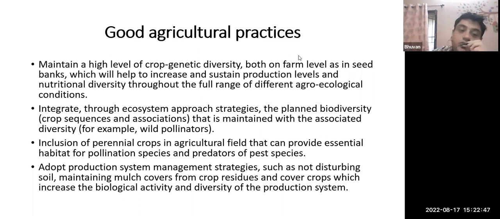And then we have to adopt the production system management strategies, and in this we have to adopt such strategies which are not disturbing to the soil, and maintain mulch covers from crop residues, and cover crops which increase the biological activities. So basically this point talks about how we have to maintain the mulch cover; the soil must have a large amount of organic matter in it.